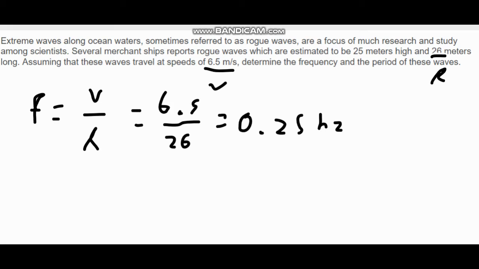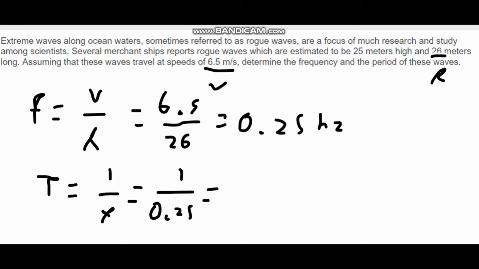Okay, now we want to find the period of the wave. Well, the period is just 1 over frequency. And that would just be 1 over 0.25 hertz. And it would be 4 seconds.